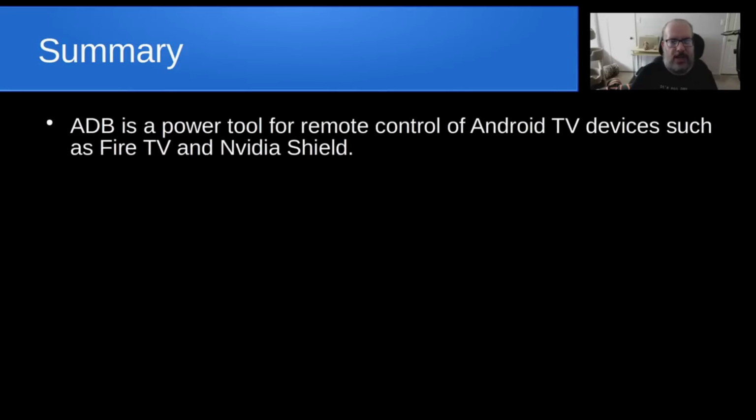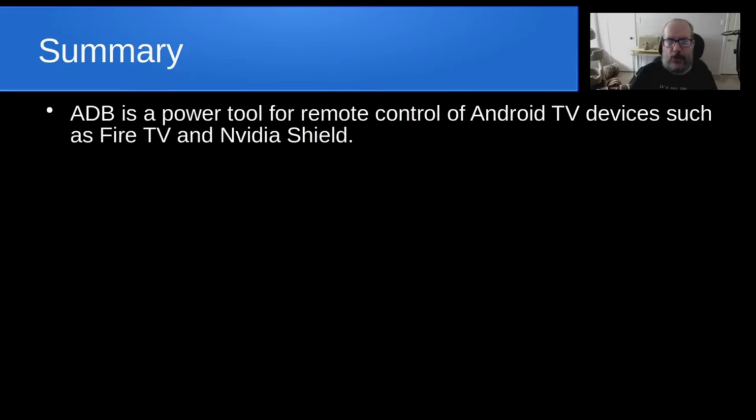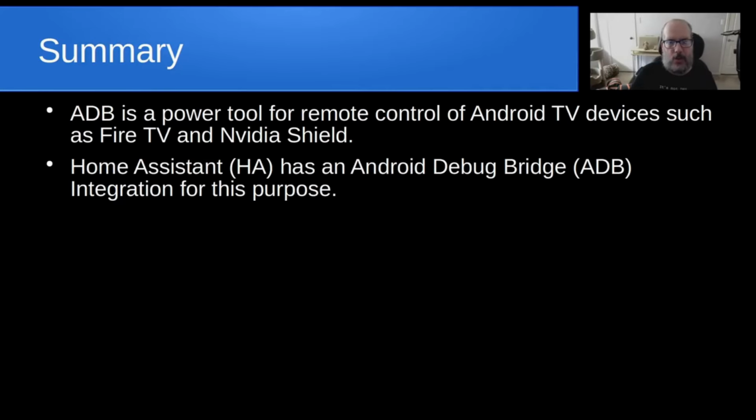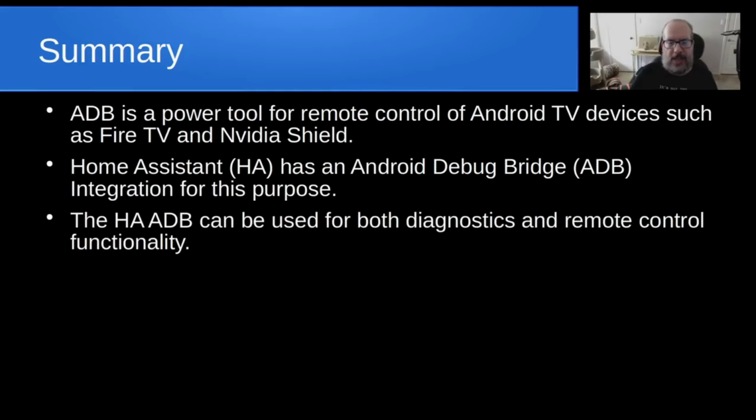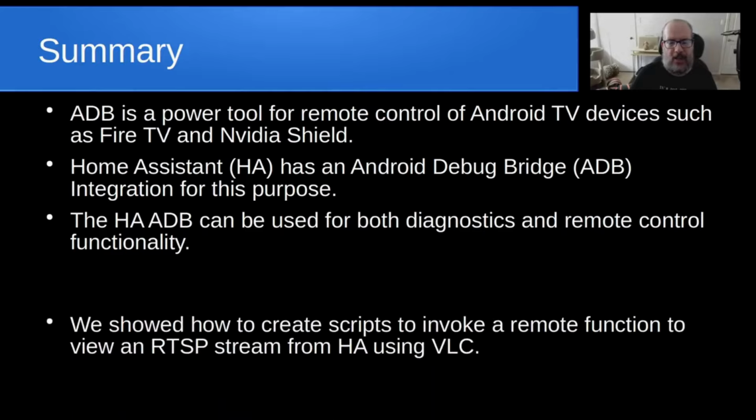So in summary, adb is a power tool for remote control of Android TV devices such as Fire TV and NVIDIA Shield, and in fact it can be used to remote control any Android device. And Home Assistant has an adb integration for this purpose, which we used in this video. And the HA adb can be used for both diagnostics and remote control functionality.